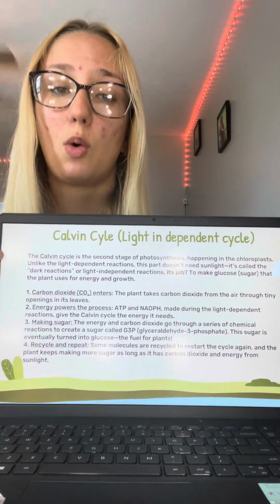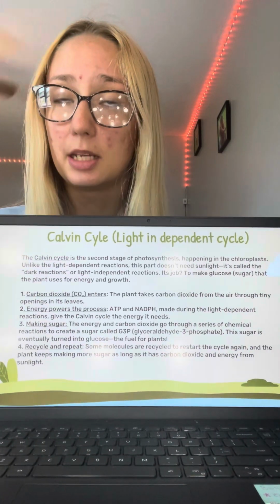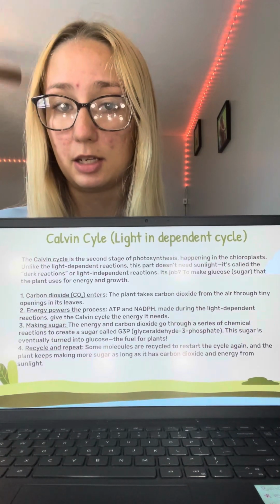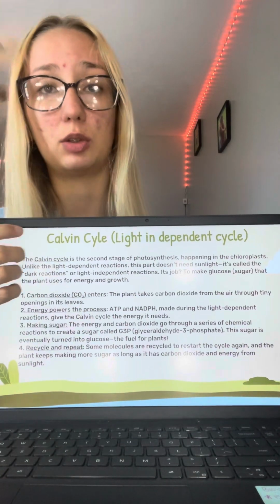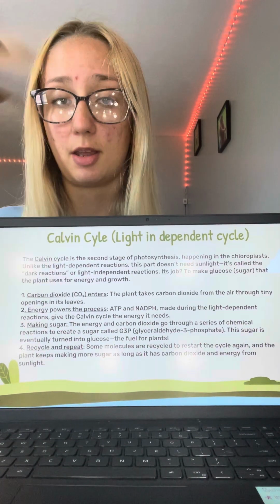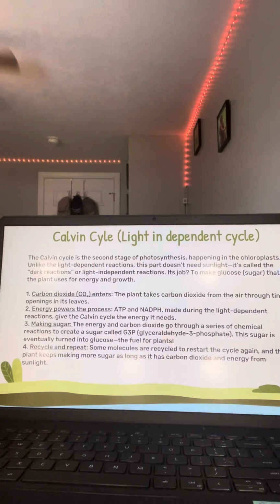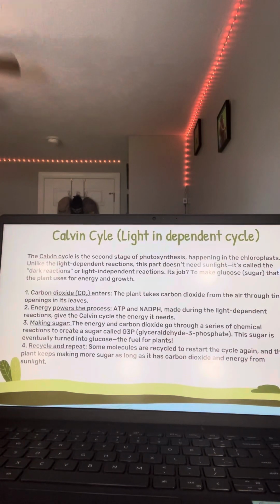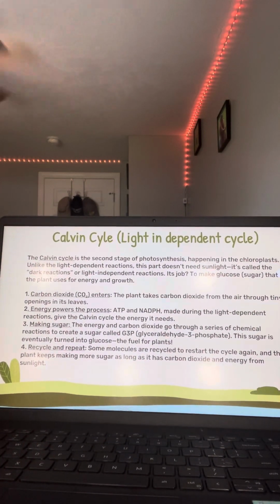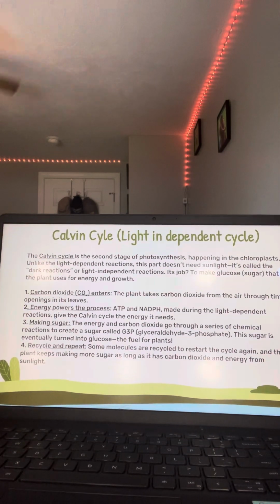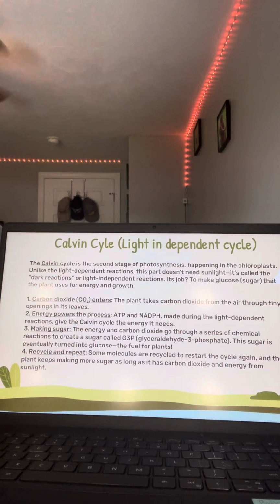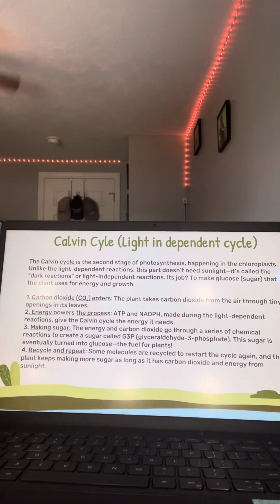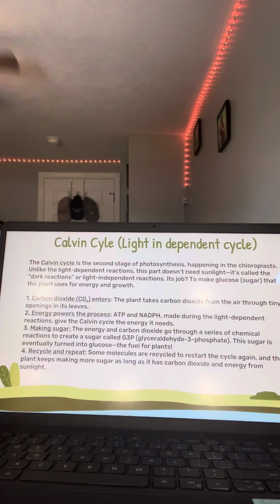The Calvin cycle, which is also known as light independent because it doesn't require light. Calvin cycle, light independent, these should be used interchangeably and be able to be understood in the same context. The Calvin cycle is the second stage of photosynthesis where it happens in the chloroplast, unlike the light-dependent reactions. This part doesn't need sunlight. Its job is to make glucose or sugar that plants can use for energy and growth.